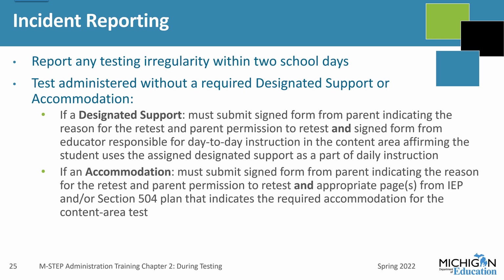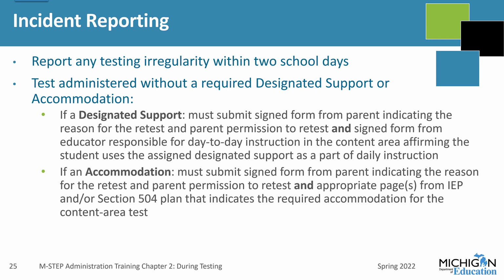Next, I want to highlight the requirements for incident reports that are due to an error in the administration of a designated support or accommodation. These are the most common incident reports we receive, and the vast majority of those incidents are incidents where a student completed a test without a required designated support or accommodation. If a designated support that should have been provided wasn't provided, then the school must submit a signed form from the parent indicating the reason for the need to retest and permission to retest.